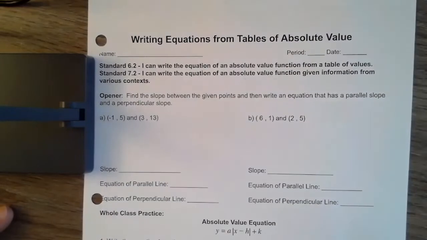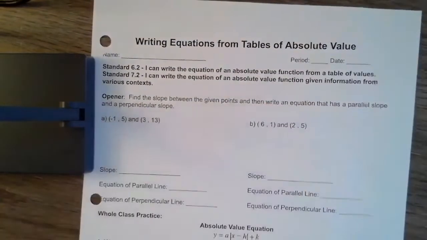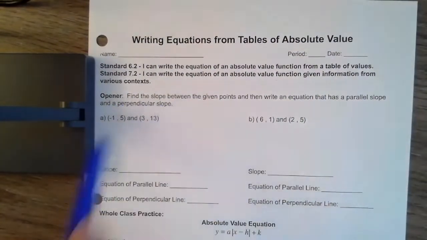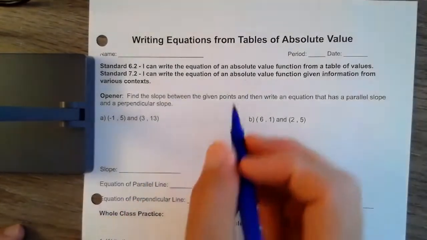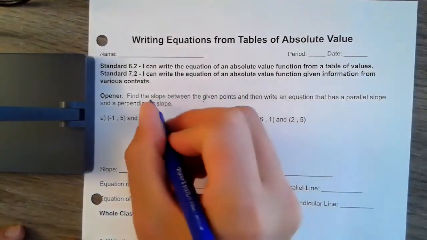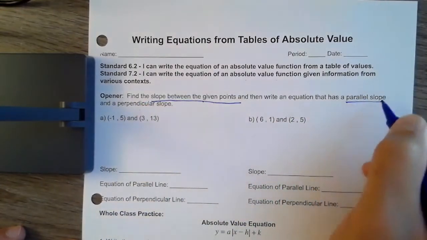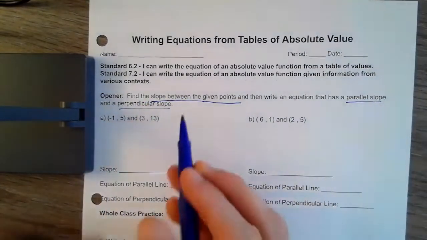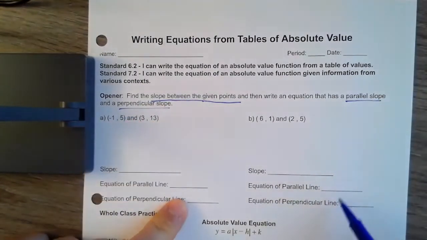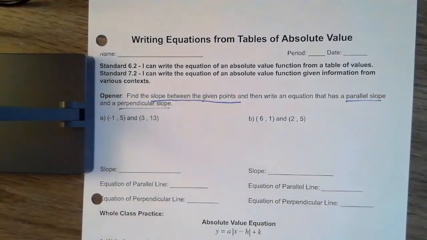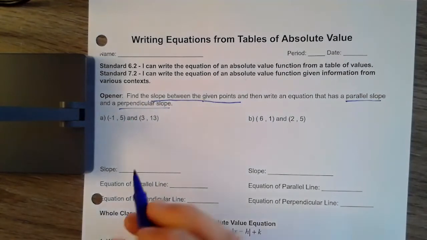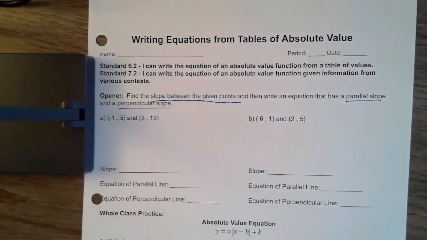So the first thing I want you to do is let's think back to what we did last time. Go ahead and hit pause and work through the opener. We're going to find the slope between the two given points. Okay, so find slope. And then write an equation that has a line both parallel and perpendicular. Those lines do not have to go through a specific point, so you can choose whichever point they go through. Focus on the slopes there. Right, go ahead and hit pause, work through that. Come right back and I'll explain them real quick.